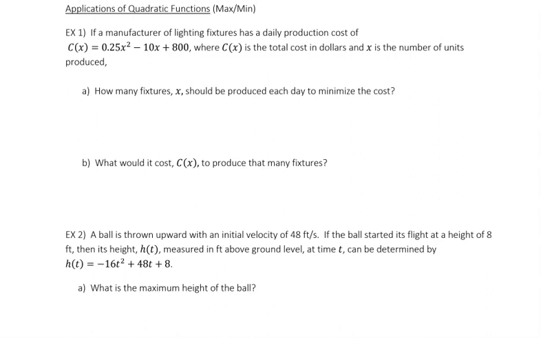All right, I know nobody likes word problems, but luckily these are not too bad. You've already done everything you need to do to be able to do these. It's just going to be using the vertex. All right, so a manufacturer of lighting fixtures has a daily production cost of that, where C of x is the total cost in dollars and x is the number of units produced. For part A, how many fixtures x should be produced each day to minimize the cost? In part B, what would it cost, C of x, to produce that many fixtures?